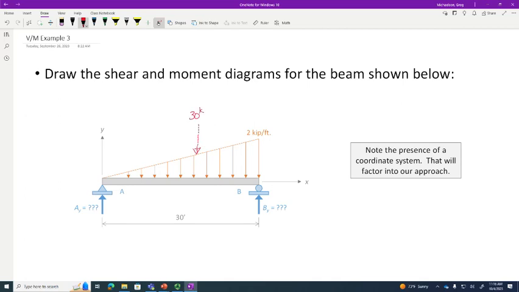So that's 30 kips, and then this distance, we'll just do it down here. This distance is 20 feet, and this distance is 10 feet.